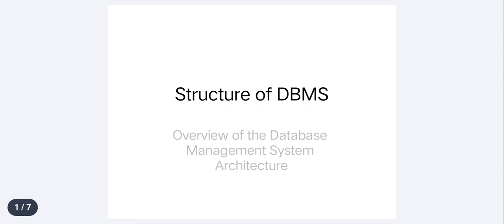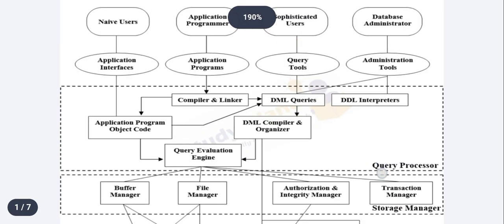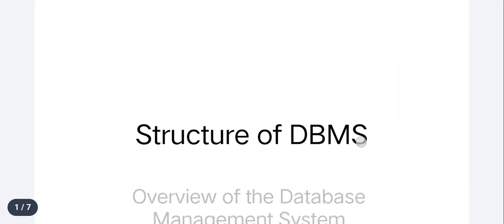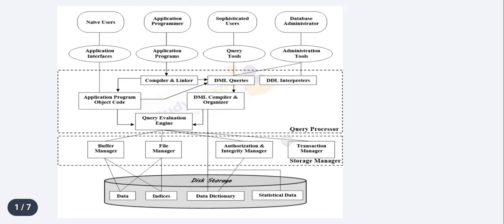The diagram in the PPT presents a layered architecture of a DBMS from the users at the top to the physical storage at the bottom. Let's explore each layer in detail. We can see in the image now. First, the first layer is users: naive users, application programmers, sophisticated users, and database administrator. Let's see them one by one.